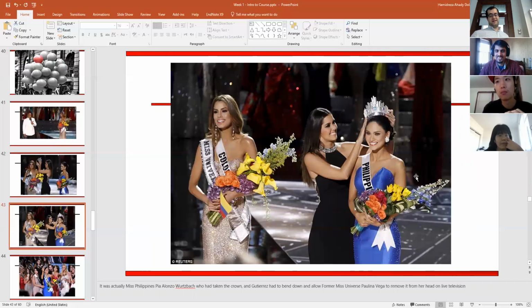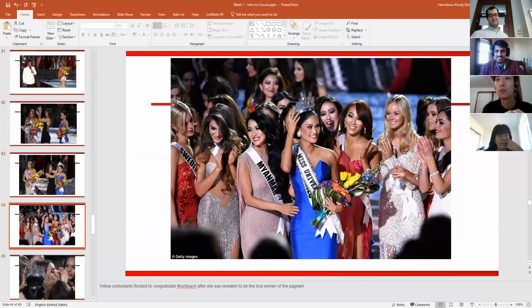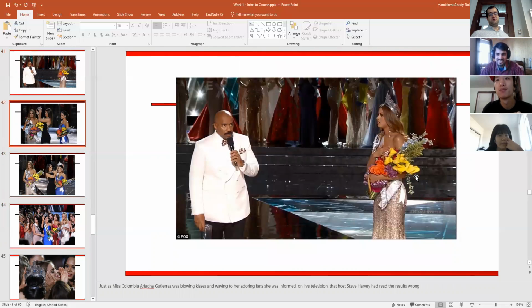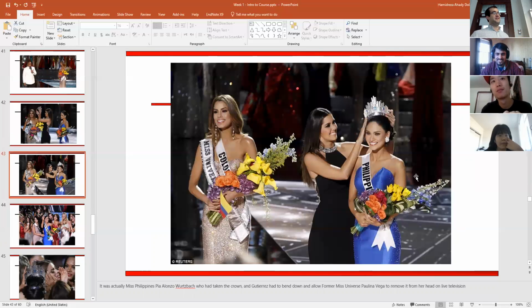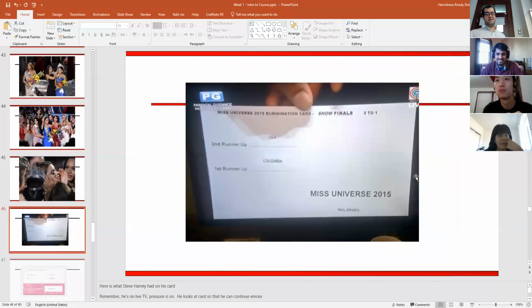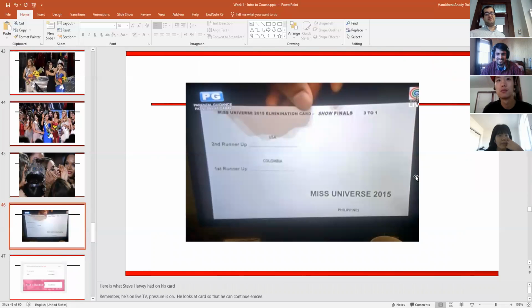So she was the actual Miss Universe, not this lady from Colombia. So first they gave it to her, then took it from her, gave it to another lady. Because actually she was crying. It was his note.